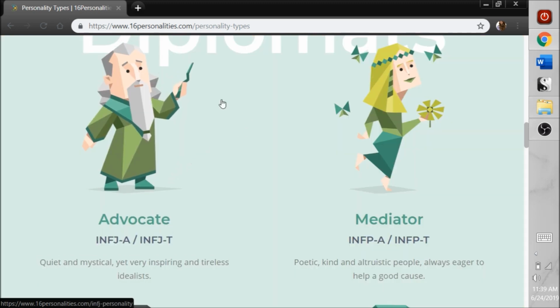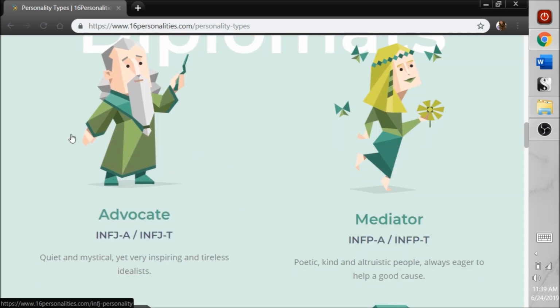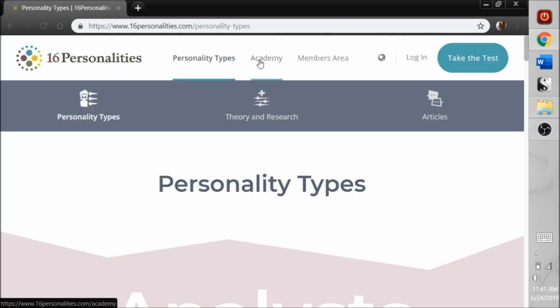If you're curious, I am this guy, an advocate, an INFJ, which they are quiet and mystical, yet very inspiring and tireless idealist. If that doesn't sound like an author, I don't know what does. So that is all I'm going to talk to you about here. You can see for yourself by going to 16personalities.com.